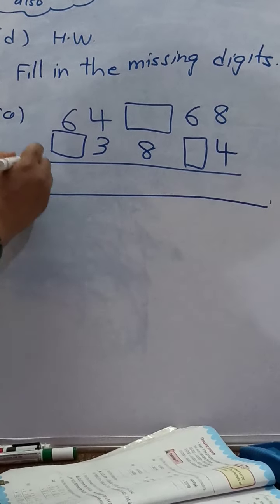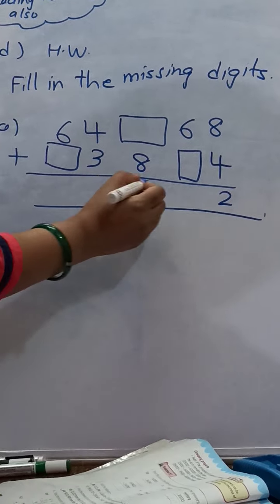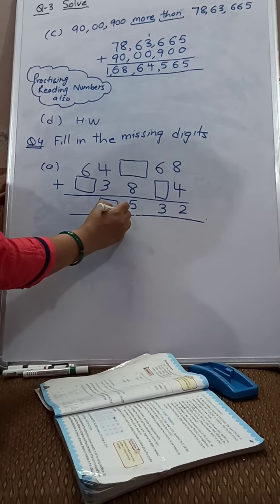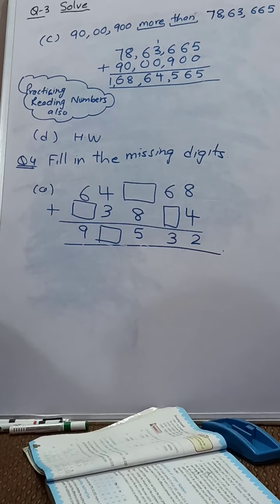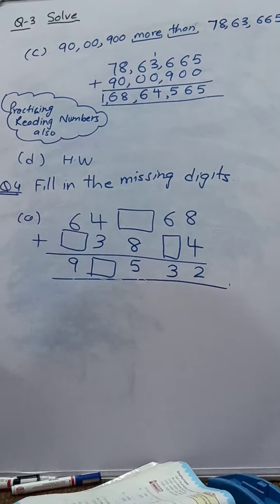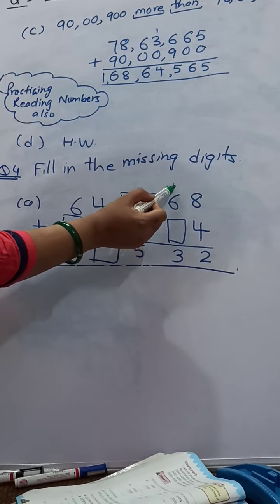And the sum is also given to us. This is 2, 3, 5, and here we have again a blank, and 9. Now how do we have to do this? So we'll do it by addition. I know 8 and 4 is 12. So 2 will be here and 1 is carried over.